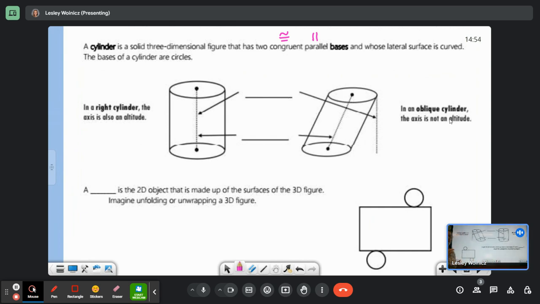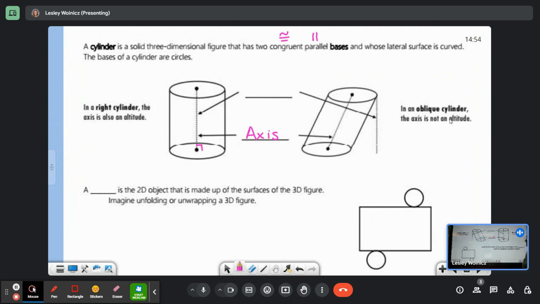Okay, so here we have two kinds of cylinders. We have a right cylinder. A right cylinder has its axis perpendicular to its base. So you see this dashed line that connects the center of one base to the center of the other base? Okay, that one is the axis. That's the second blank.